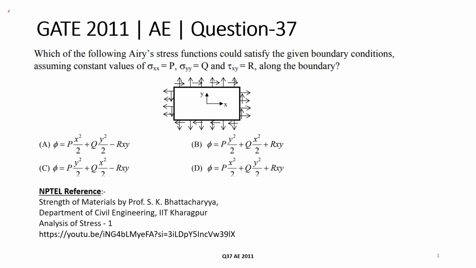This is the figure. There are two normal stresses: this is sigma xx, and this is sigma yy, and this is tau xy. So we have to find which is the Airy stress function. This problem is related to stress and strain. To know more about it, you can refer to this NPTEL lecture.